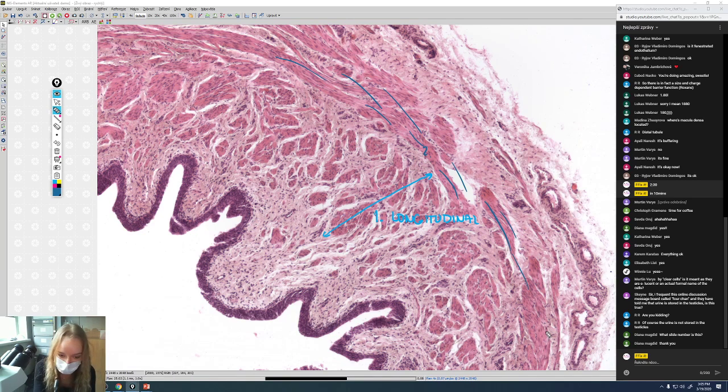You can see the longitudinal sections of the smooth muscle cells. Smooth muscle cells are arranged circularly around the ureter, so this is the second, circular layer. So the first is longitudinal, the second is circular. We can see here a cross section through smooth muscle cells. So this is the longitudinal layer, the first layer.